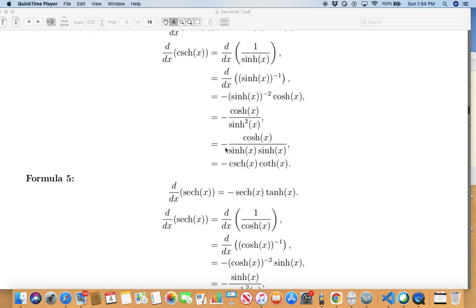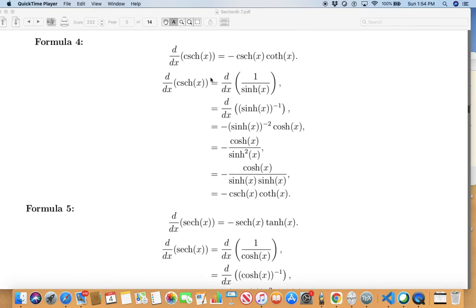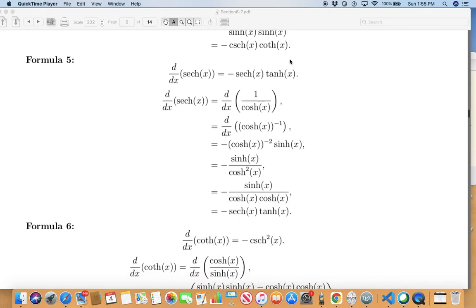Just rewrite it simply as negative cosine hyperbolic x over sine hyperbolic x times sine hyperbolic x. Notice 1 over sine hyperbolic is cosecant hyperbolic. Cosine hyperbolic over sine hyperbolic is cotan hyperbolic. Negative is a negative. And therefore you have the formula: the derivative of cosecant hyperbolic x is negative cosecant hyperbolic x times cotan hyperbolic x. Likewise, the derivative of secant hyperbolic x is negative secant hyperbolic x times tan hyperbolic x.